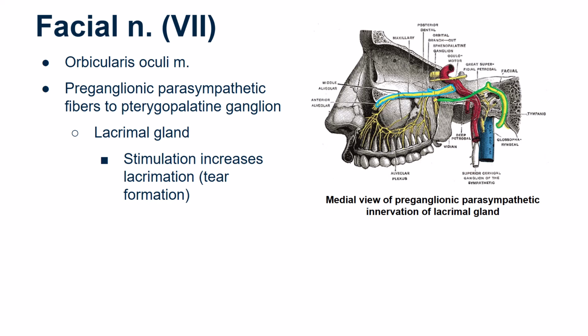It is also going to provide the preganglionic parasympathetic fibers to the pterygopalatine ganglion, which we can see here in the pterygopalatine fossa. So those preganglionic fibers come from the facial nerve within its osseous canal. Postganglionic fibers are going to hitchhike with branches of V2 to serve the lacrimal gland. When there is parasympathetic stimulation from the facial nerve, this is going to increase lacrimation or tear formation.